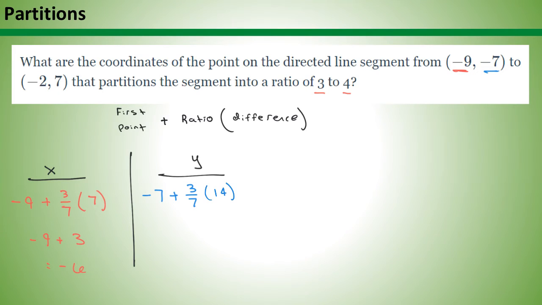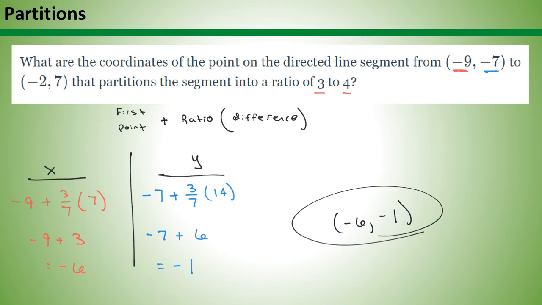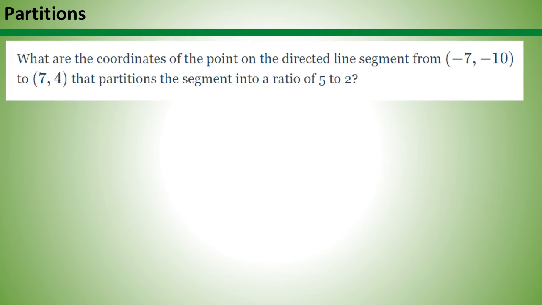Okay, so now if I multiply this out, I have negative 7 plus, that is going to be 6. If I add those, I get negative 1. Okay, so my point is going to be negative 6, negative 1. That is my point that partitions this segment.